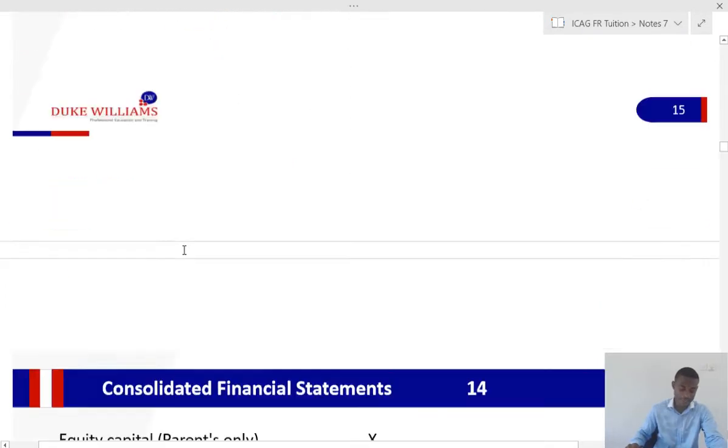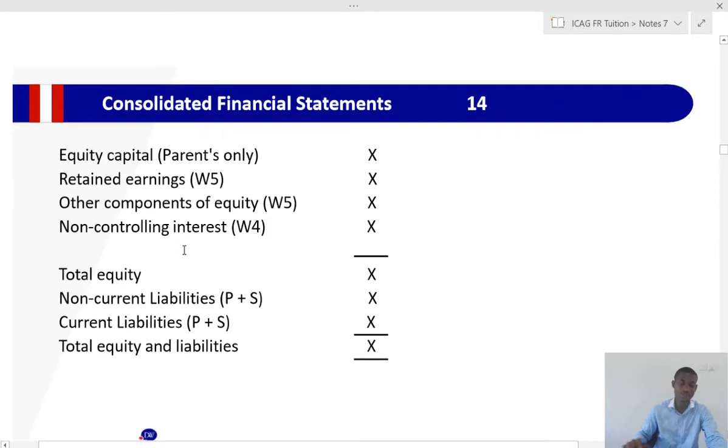Now the downside is the equity and liabilities. Under equity, we have to show the share capital of the parent. So it is only the share capital of the parent that we show when we are consolidating. The subsidiary share capital is ignored and is often cancelled out with the difference of the consideration and the net assets. So the extra will be the goodwill. So the parent share capital is only what we consolidate.